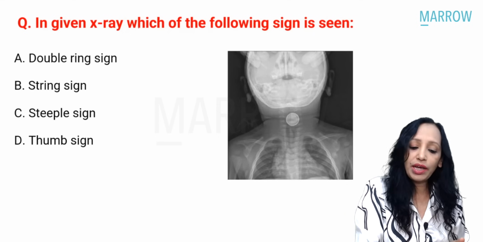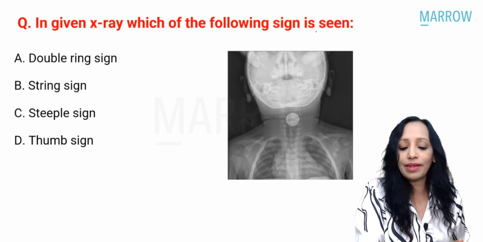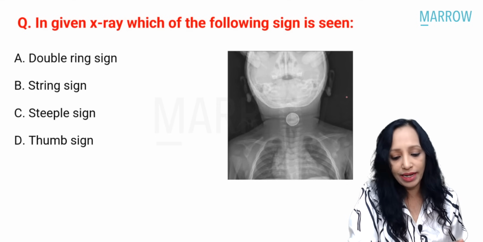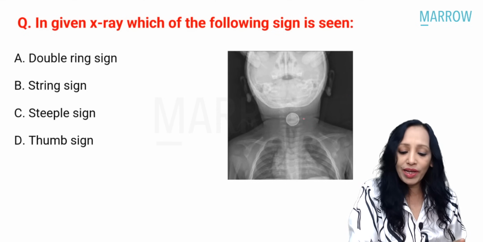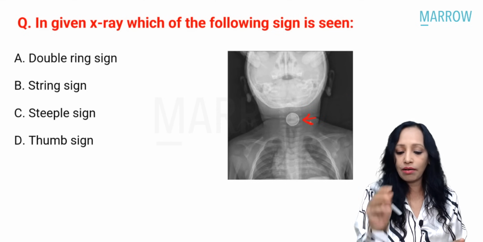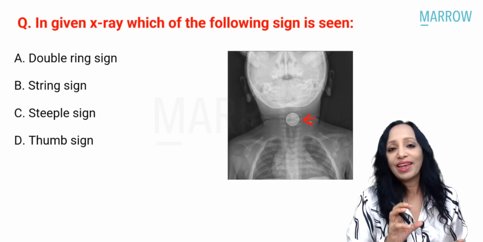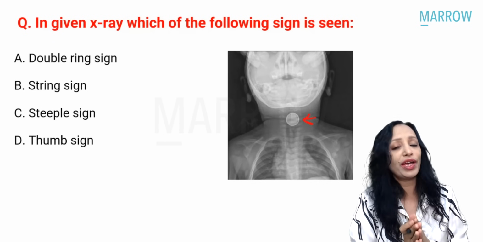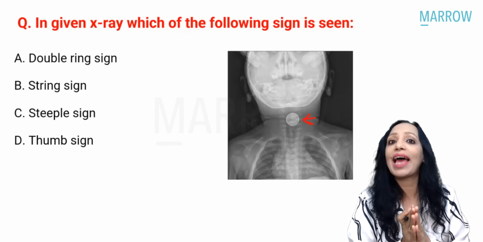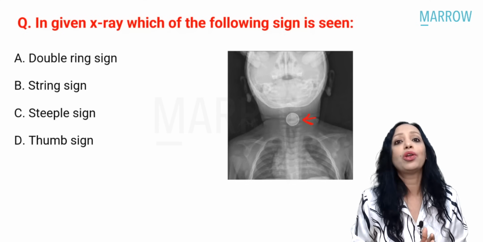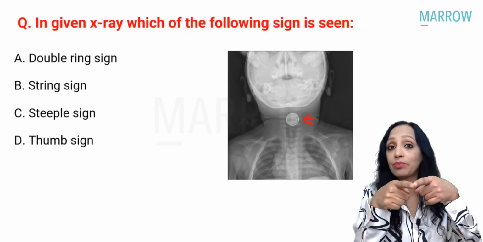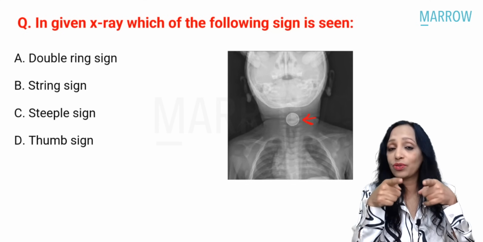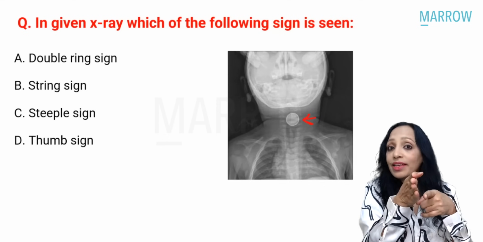In the given X-ray, which of the following signs is seen? So we can see this is an X-ray AP view, and what we can see here is a round foreign body. Tell me, is this foreign body present in the esophagus or in the larynx? We know that the longest diameter of the larynx is the AP diameter. So if the foreign body gets stuck in the larynx, it will be like this.